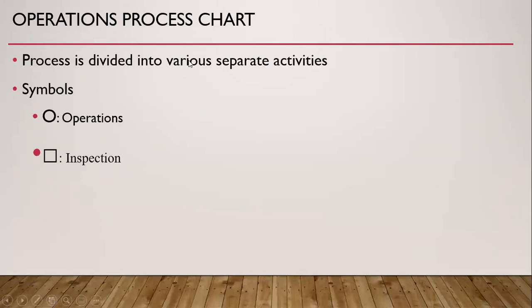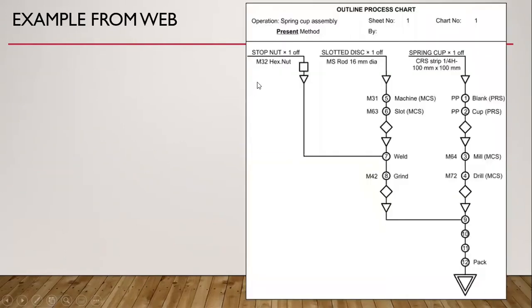Operations process chart. In this, the process is divided into various separate activities, and using various symbols, the operations process is illustrated. The circular symbol or O represents operations and the square box represents inspection. This is an example I have taken from internet. This is an operations process chart. These two are sub-assemblies. This is the main assembly.